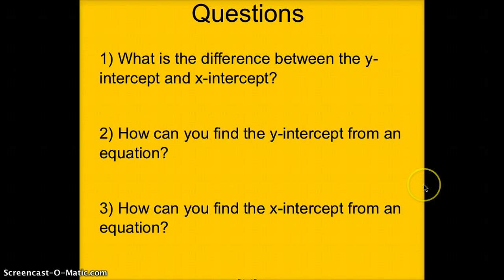I want you to answer these 3 questions on the left-hand page of your ISN. The first question, what is the difference between the y-intercept and x-intercept? Question number 2, how can you find the y-intercept from an equation? Go back to your notes and explain in your own words how you find the y-intercept. And finally, question number 3, how can you find the x-intercept from an equation? Go back to your notes and explain how to find the x-intercept.